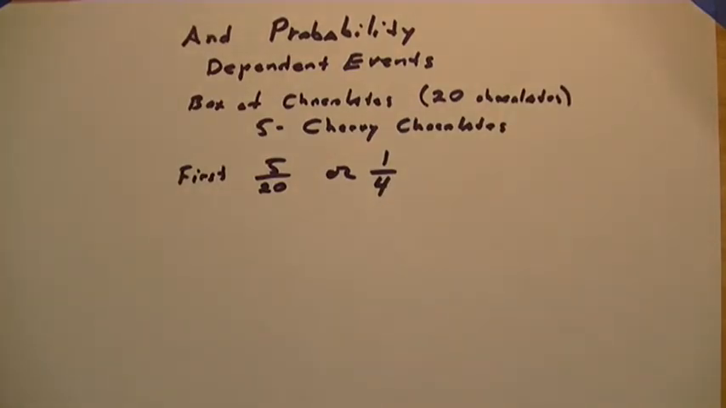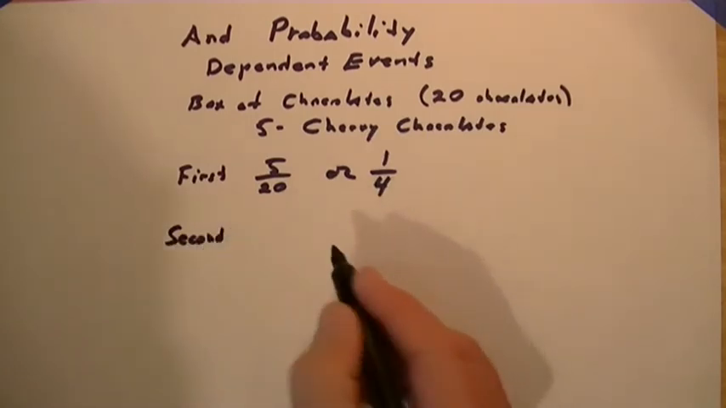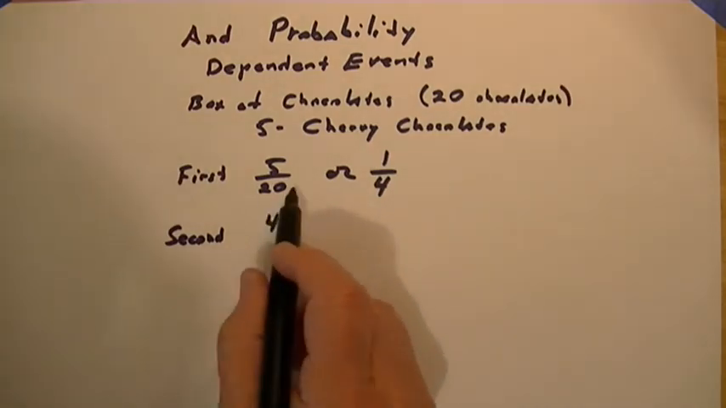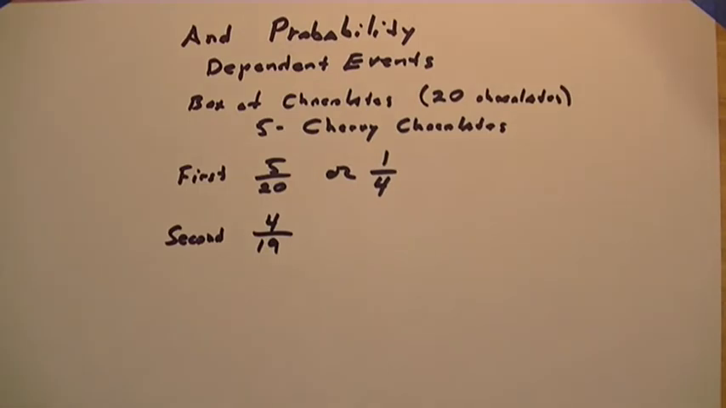Well, now you're going back and you're selecting again, but the game has changed. There's only 4, right? Because you pulled one of the cherry chocolates out. So on the second try, there's only 4. And there's not 20 in the box anymore, there's only 19. So now your probability on the second try is 4 out of 19.